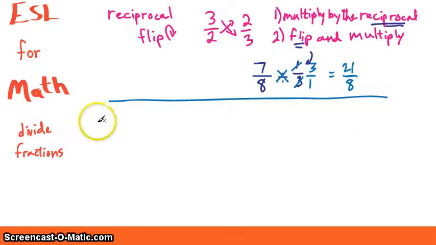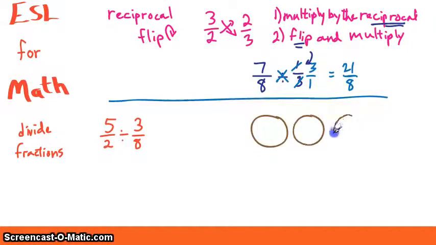Okay, let's do a slightly longer problem. So we have a problem 5/2 divided by 3/8. And first let's think about for a second, what does this problem actually mean? For example, we often talk about pizzas when we are doing fractions. So let's do the pizza idea. If we have 5/2 of a pizza, this would be 2/2. Here's 4/2. And 5/2. That's what 5/2 of a pizza looks like.